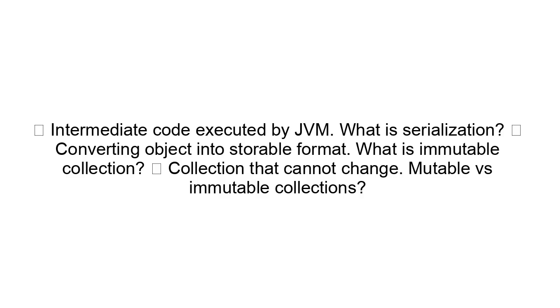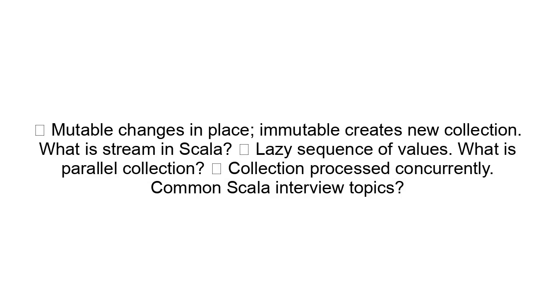What is immutable collection? Collection that cannot change. Mutable versus immutable collections: mutable changes in place, immutable creates a new collection. What is Stream in Scala? Lazy sequence of values. What is parallel collection? Collection processed concurrently.